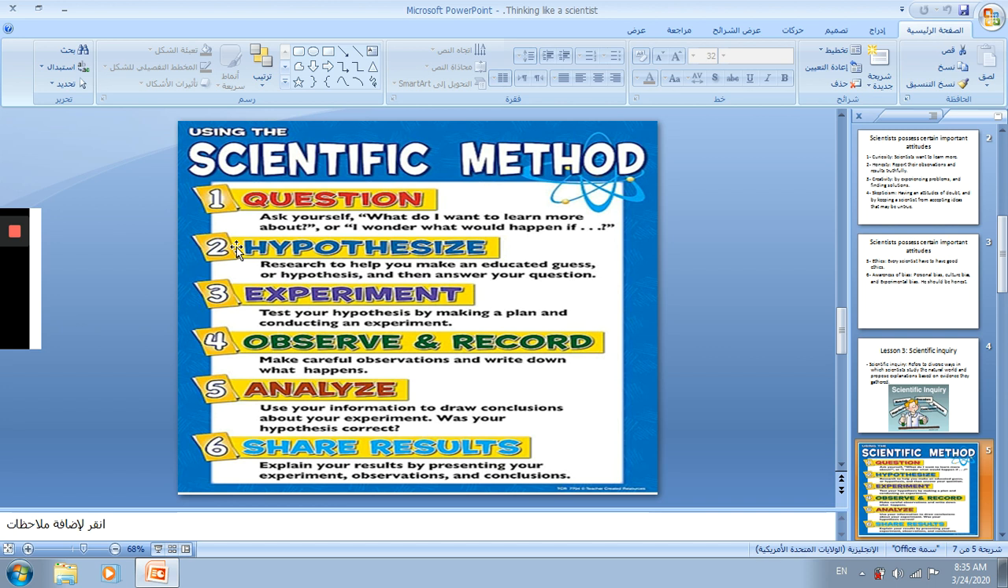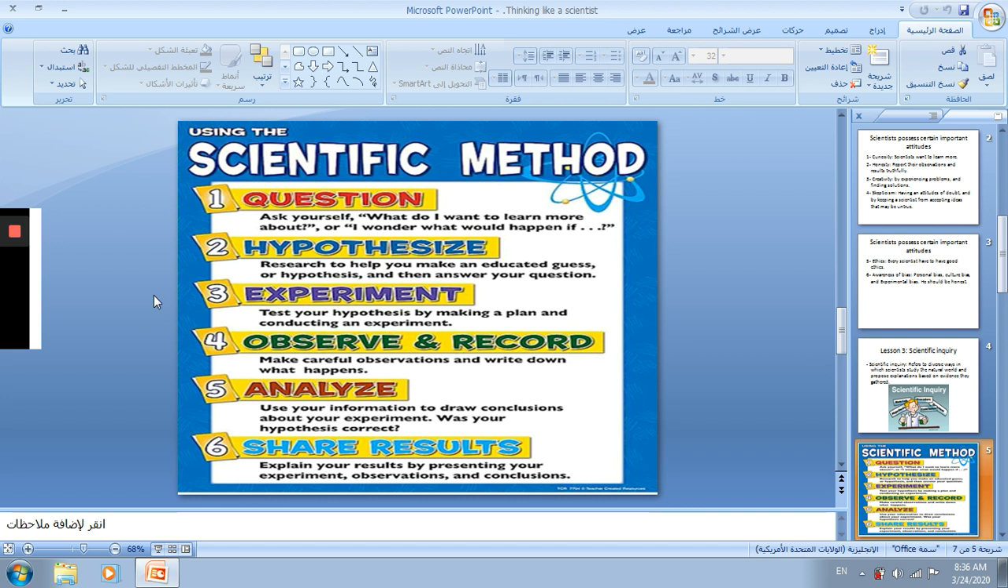Hypothesizing means the scientist gives a hypothesis, using research to help you make an educated guess, or hypothesis. And hypothesis here means guess or educated guess, which answers your question. This method completes the previous method. The hypothesis answers some or most of the questions that the scientist asked himself before doing the experiment.